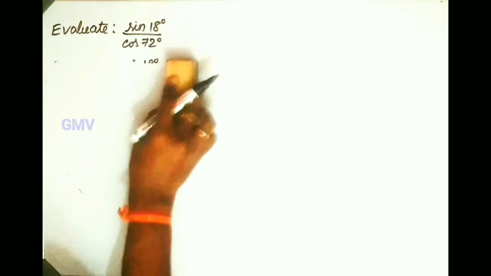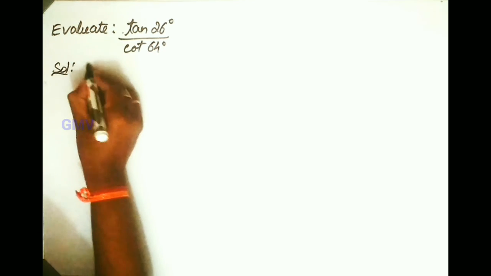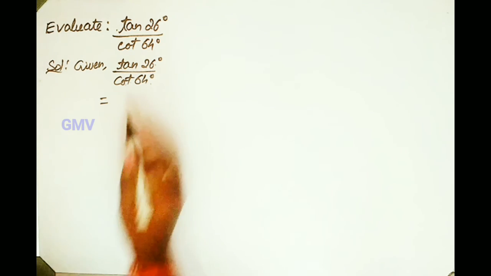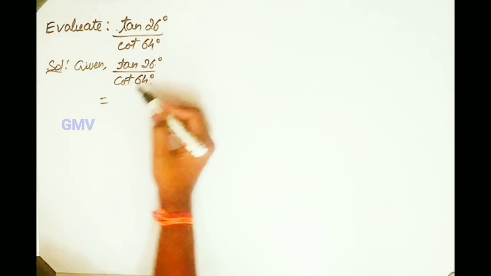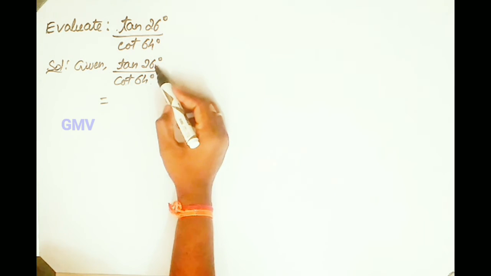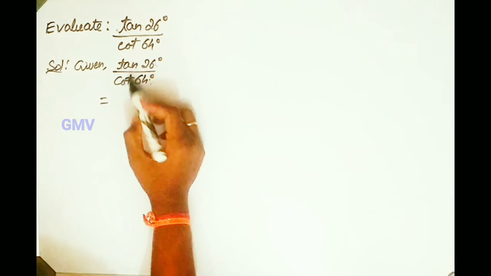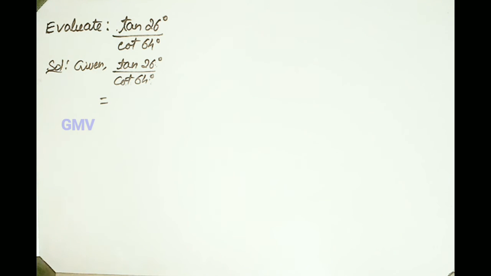Let us see the next problem. Tan 26 degree by cot 64 degree. The solution, take the given as it is. Given is tan 26 degree by cot 64 degree. See here, the complementary of tan is cot and the complementary of cot is tan. And also the angles are complementary. 26 degree plus 64 degree means we get 90 degree. So the angles are complementary and the trigonometric ratios are also complementary. So we can easily solve this.